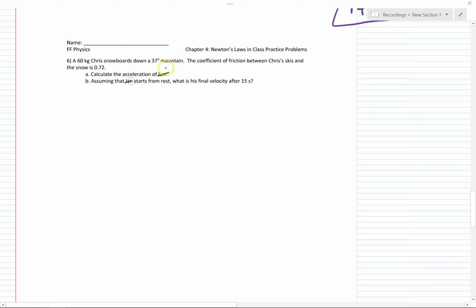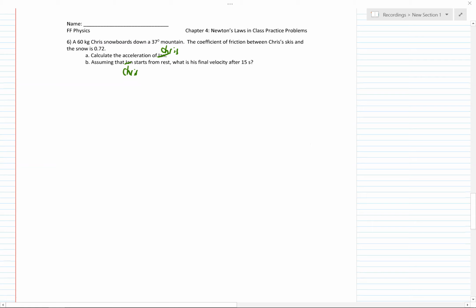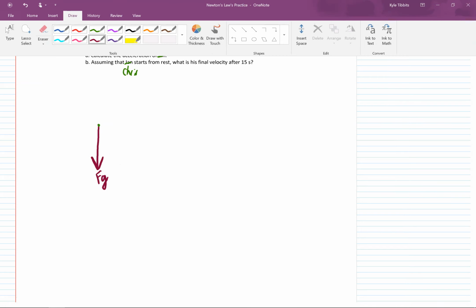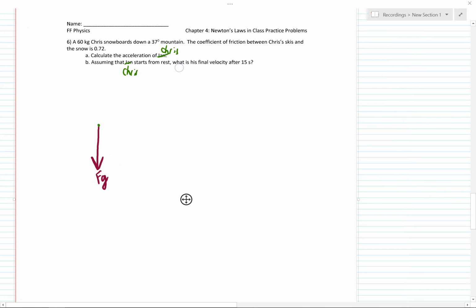Assuming Ian is Chris. Let's do the calculations. Sorry, Chris. Let's make Chris be a dot, and we'll label all the forces acting on Chris. We can always start off with F sub g going straight down, the force due to gravity, and we know that friction is counteracting Chris's force, so F sub f is going against him.